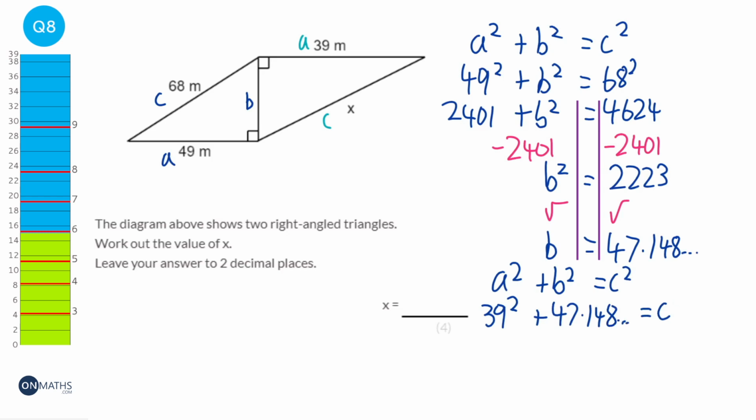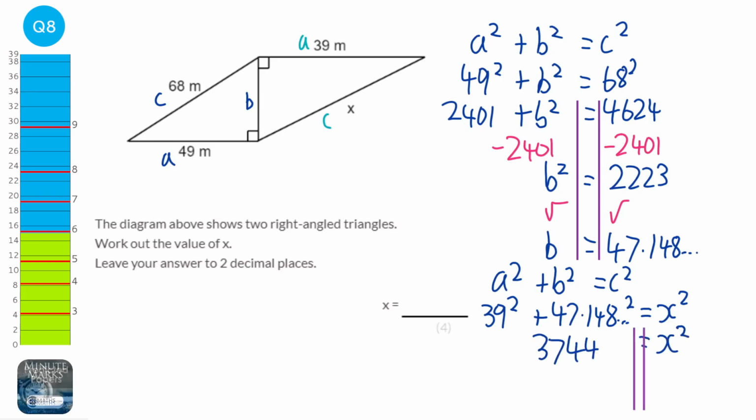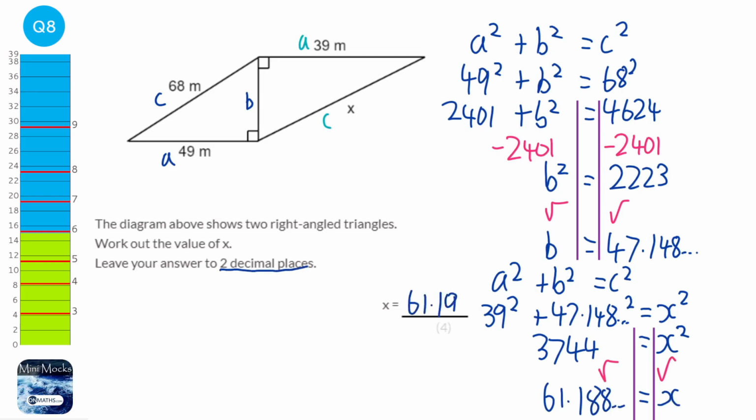And we're looking for c, in fact we can call it x now. Okay, so we need to square that. So we do 39 squared plus 47.148 squared, and that will be 3,744 equal to x squared. And we'll just get our lines in because we need to square root both sides, and we get 61.188 and so on is equal to x. It says it wants it to 2 decimal places, so that will be 61.19.